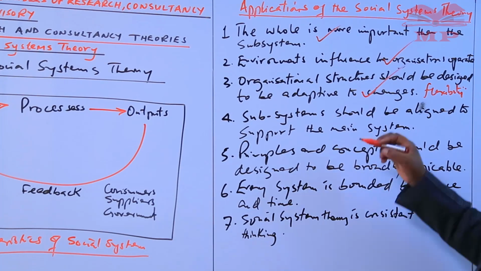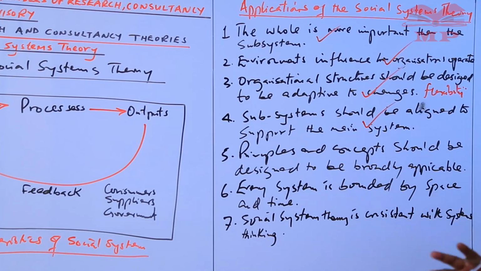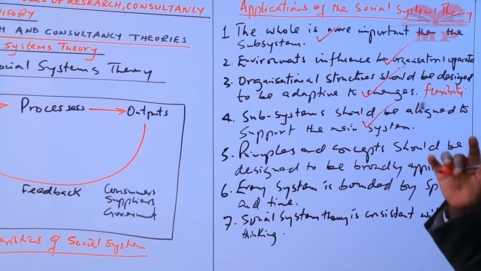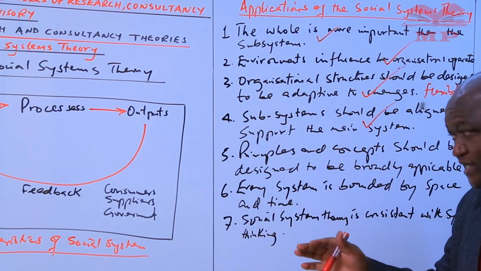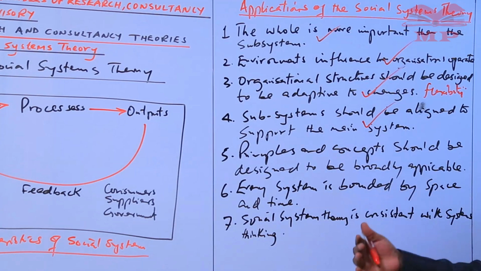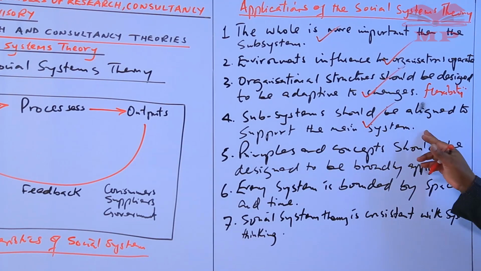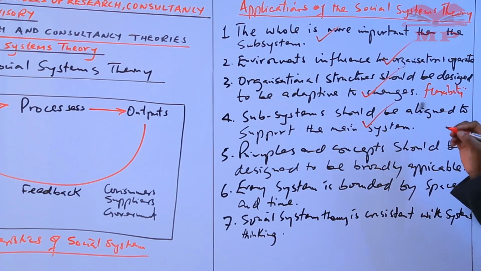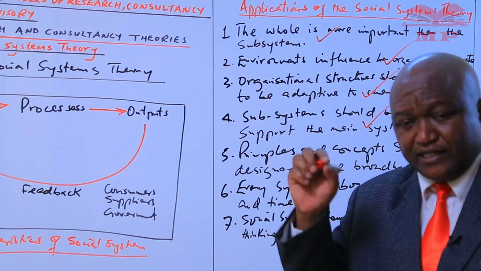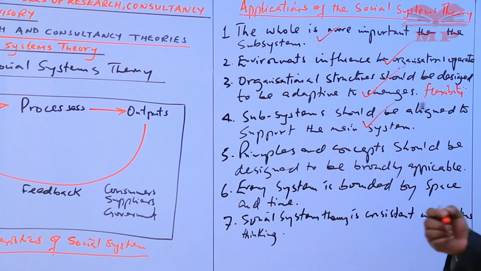Then 4, subsystems should be aligned to support the main systems. So the subsystem exists for the purpose of supporting the main. If it is in a government setting, for example, government agencies and government operational areas must be able to support what the entire government is doing. When it comes to a company, the departments and the sections within a company should ensure they are moving towards the realization of the organizational vision. That is how the social systems theory can inform decisions at that level.